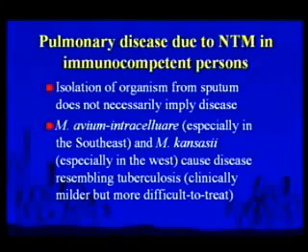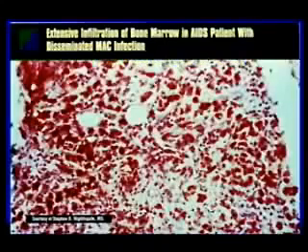Looking at pulmonary disease, these mycobacteria can cause pulmonary disease, and the two most famous ones there are MAC, M. avium intracellulare, and Mycobacterium kansasii, which is the expectorator in the West. And the deal with these organisms is that they're not as aggressive as TB, but are much harder to treat.